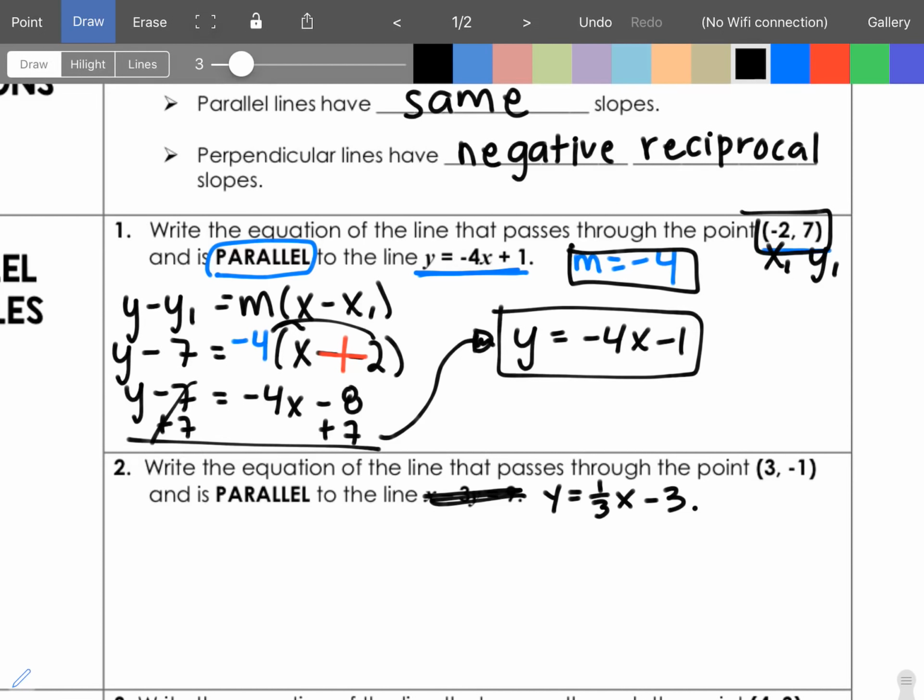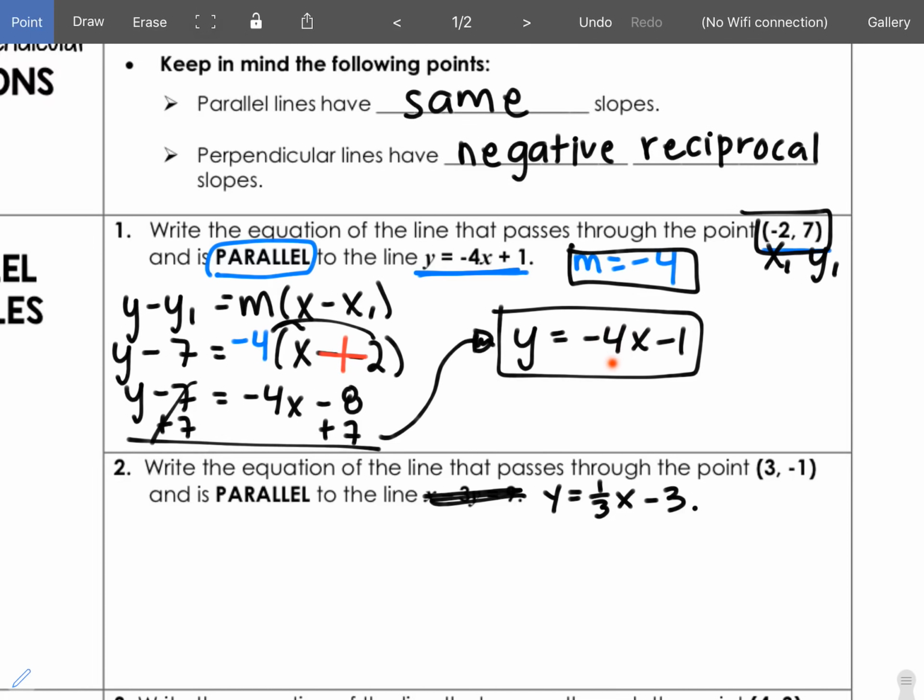Now, let's take a look at this really quick. Does this have the same slope as this? If I were to say, is this line and this line parallel, you would say yeah, because -4 and -4, both of those are the same slope, -4, so they would be parallel lines. All right, number 2.